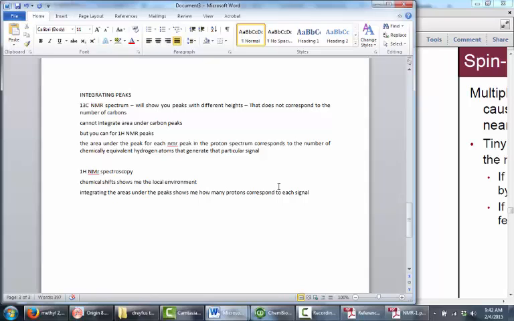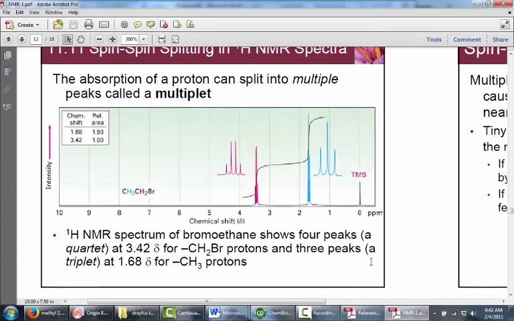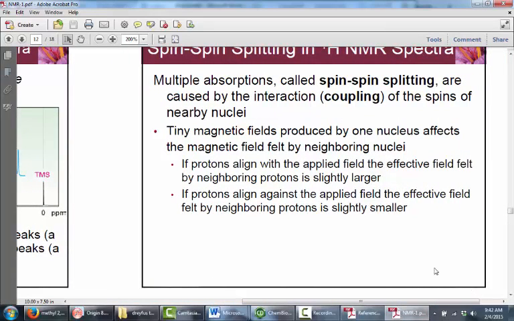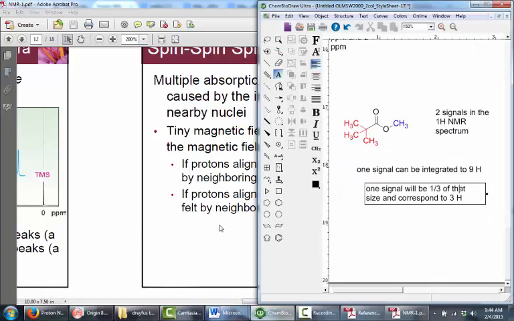Now I'm going to take this one step further and figure out what information I can get from splitting. What information can this splitting pattern give me? So let's go back to this bromoethane example. So why do we see this splitting? Well, it turns out that the local environment felt by each proton is affected even more subtly by the neighboring protons. So if I look at this bromoethane, let's draw that again over here.